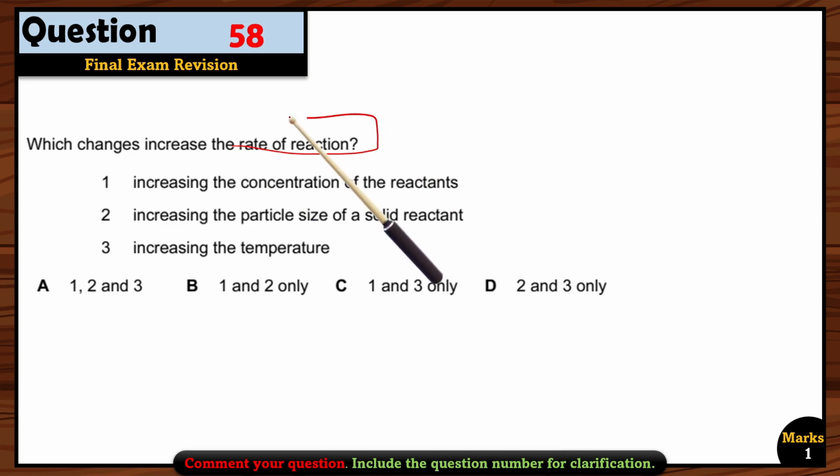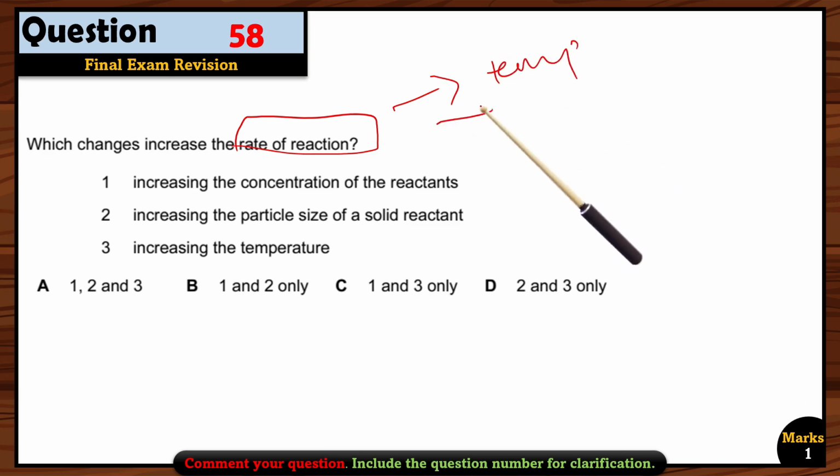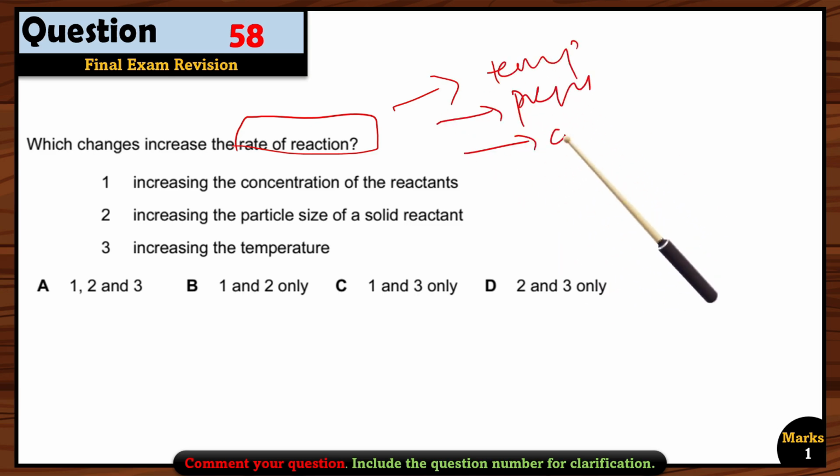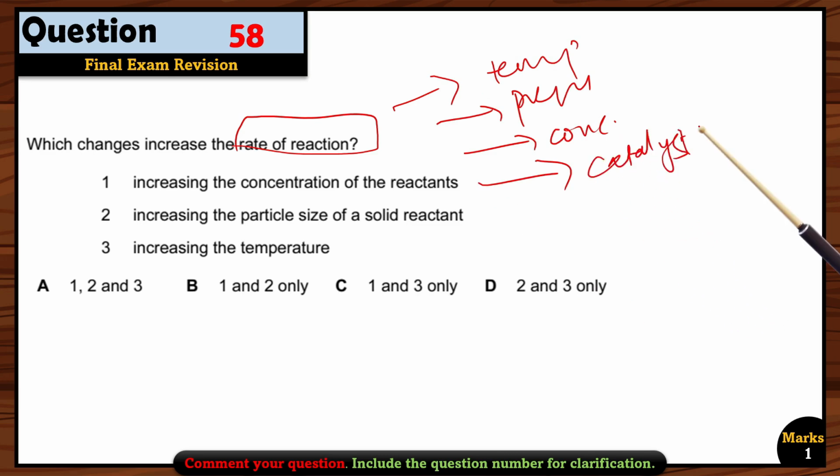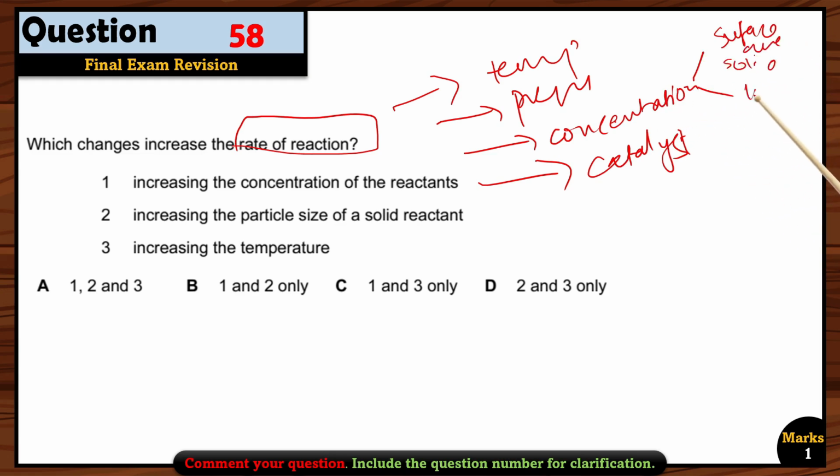There are four factors that can increase the rate of reaction. First is the temperature, the second is the pressure, third is the concentration, and fourth is the catalyst. In concentration, you can have two types: either a high surface area for the solid, or a higher concentration for the liquids. If the surface area is higher, then the rate of reaction will also increase.